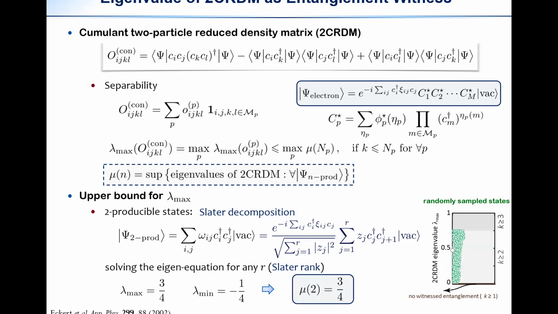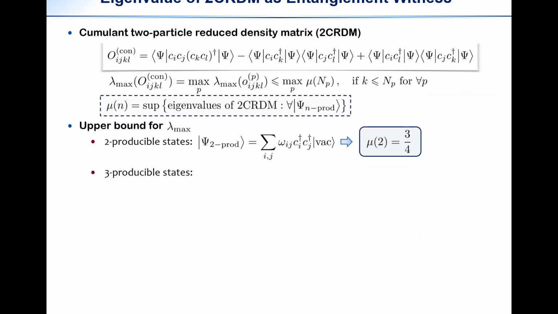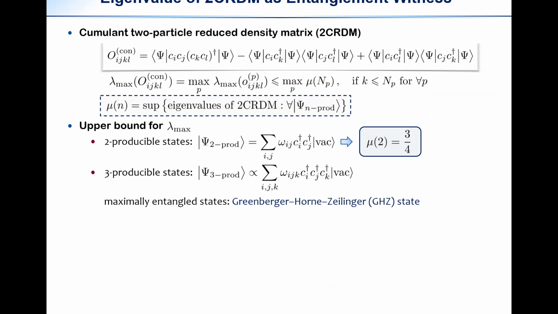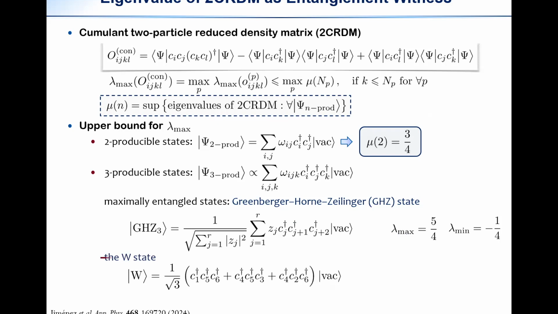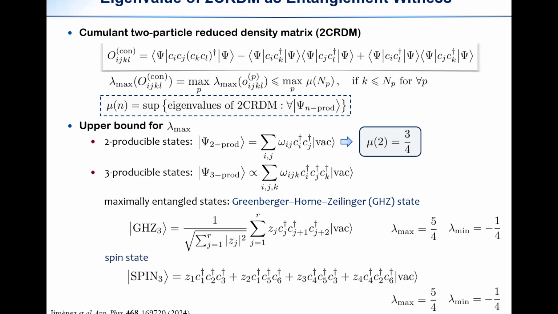We can move to 3-producible states. I will speed up a little bit. There's no exhaustive representation for 3-producible states, but if you believe that the GHZ state is the representation of the maximally entangled state, then the GHZ state can be calculated. The maximum value is 5/4. We also calculated the W state and its generalization, which is the spin state, and that also gives the same value.